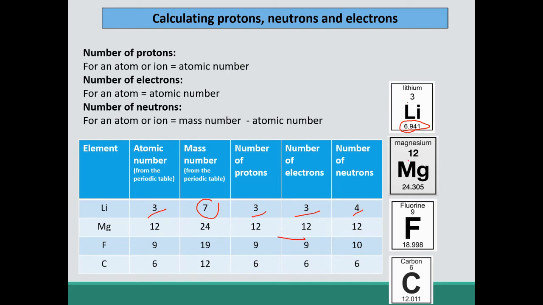For magnesium, it's got an atomic number of 12, and so that means it's got 12 protons. The atom will have 12 electrons, and it's got a mass number of 24. We get that off the periodic table.